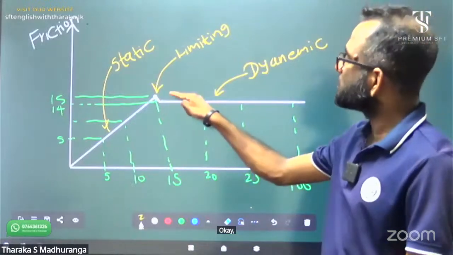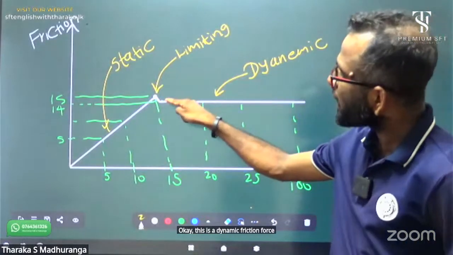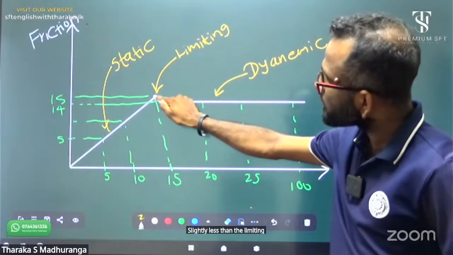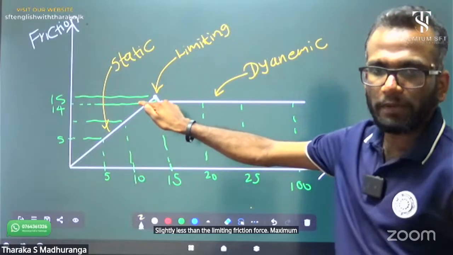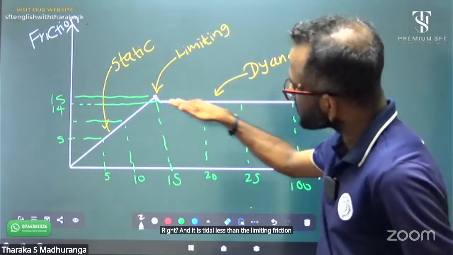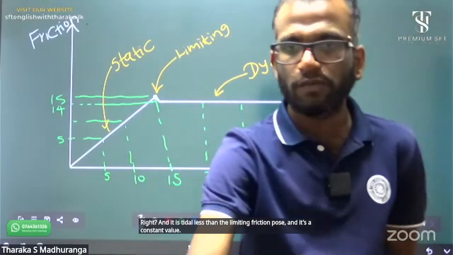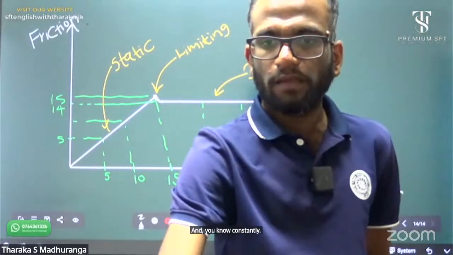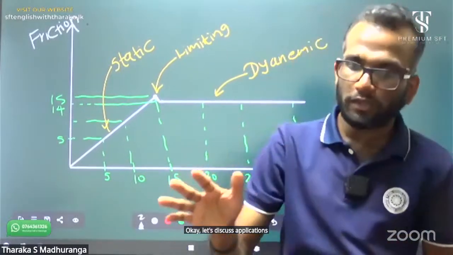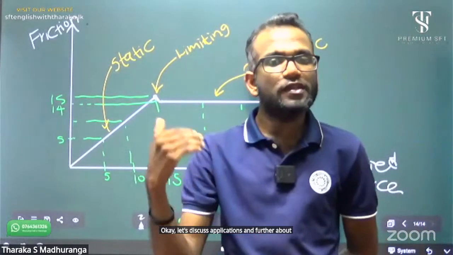Okay, this is the dynamic friction force, right? The dynamic friction force is slightly less than the limiting friction force. The maximum point is the limiting, right? And it is slightly less than the limiting friction force, and it's a constant value. Okay, let's discuss applications and more about friction force next day.